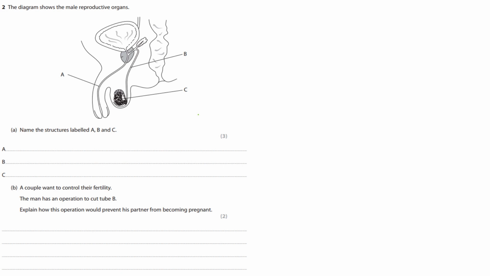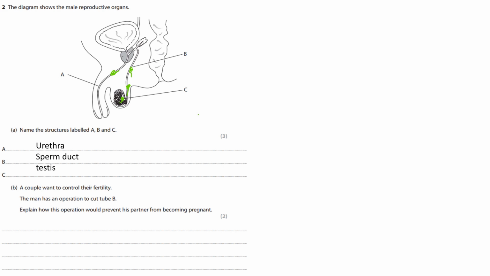Right, pause the video, have a go. The diagram shows the male reproductive organs, name structures A, B, and C. A is the urethra, B is the sperm duct where the sperm swim up from C, which is the testes. A couple want to control their fertility. The man has an operation to cut tube B, sometimes called the snip in slang. Explain how this operation would prevent his partner from becoming pregnant.